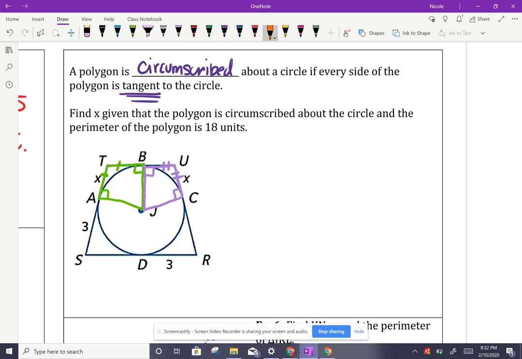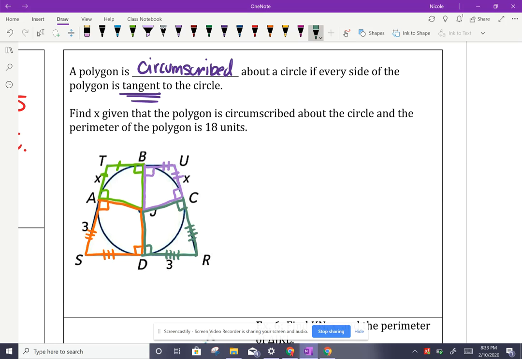And then we also have S connecting A and D to the circle. So those are also tangent. And so SA and SD are congruent. And then we have R connecting C and D to the circle, making right angles. So these are congruent.